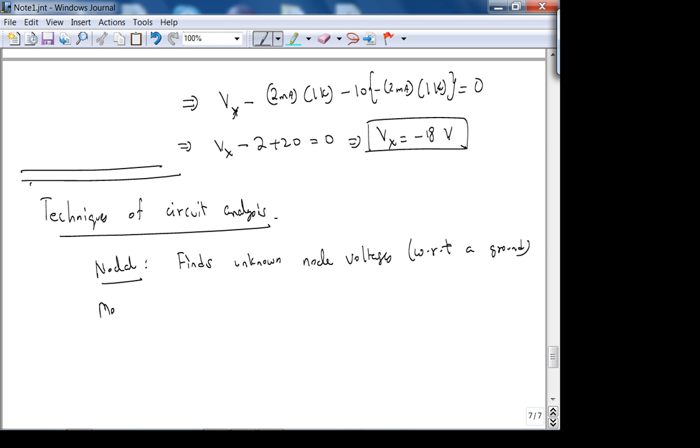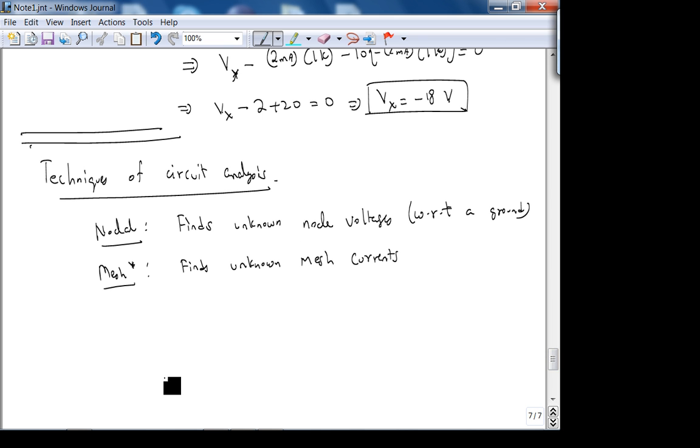There is mesh. And I will put a star because mesh doesn't always work. It finds what? So what is the dual of this? If you paraphrase this, mesh analysis finds, what does it find? More specifically, unknown mesh currents.